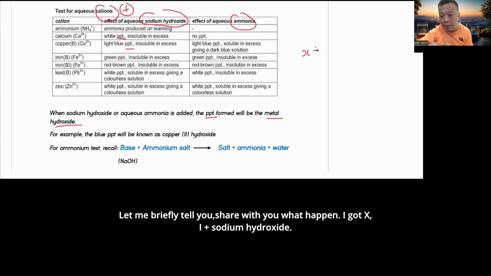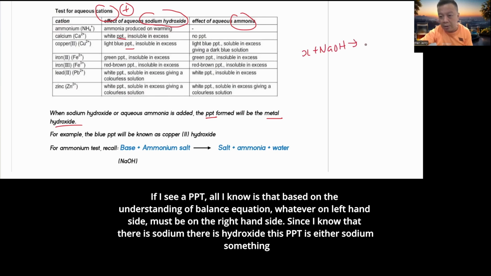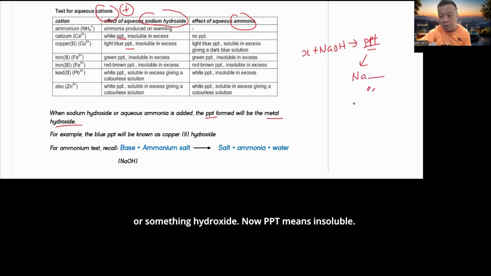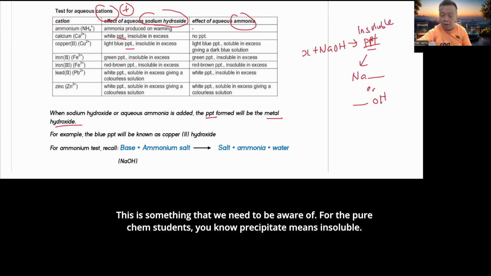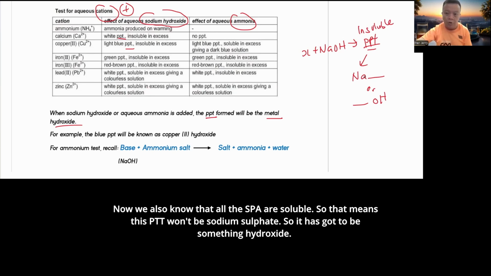I have X plus sodium hydroxide. If I see a PPT, all I know, based on the understanding of balanced equations, is that whatever is on the left-hand side must be on the right-hand side. Since I know there's sodium and hydroxide, this PPT is either sodium something or something hydroxide. Now, PPT means it's insoluble. For the pure chem students, you know that precipitate means insoluble. We also know that all the sodium salts are soluble, so the PPT won't be sodium something. So it has got to be something hydroxide.